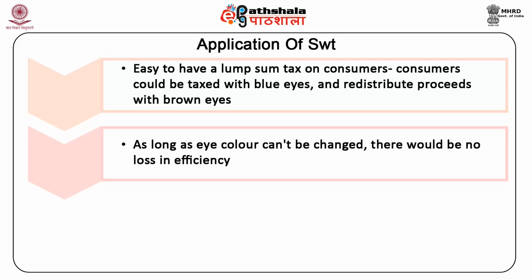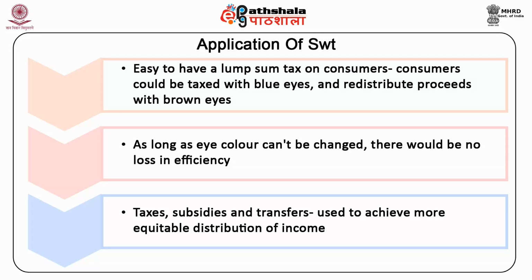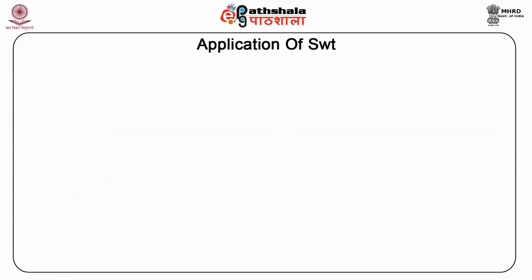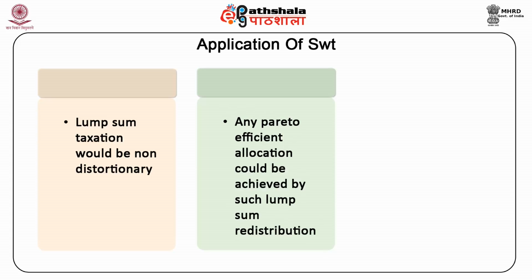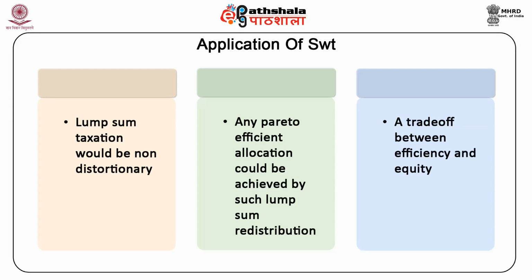Thus, society can use taxes, subsidies, and transfers to achieve what is considered to be a more equitable distribution of income. Hence, according to the second welfare theorem, lump sum taxation would be non-distortionary. Essentially, any Pareto efficient allocation could be achieved by such lump sum redistribution. These may discourage work, however, and show that there is usually a trade-off between efficiency and equity.